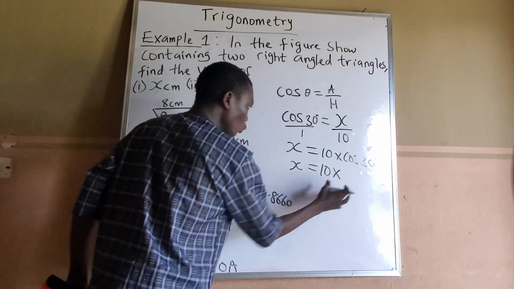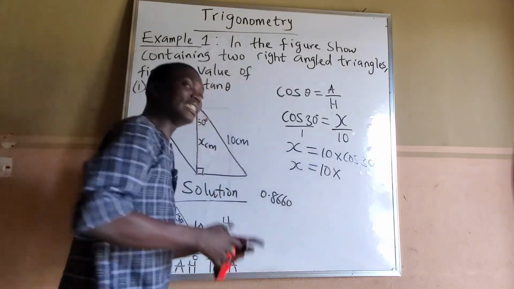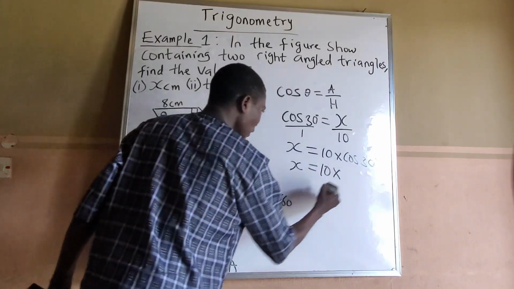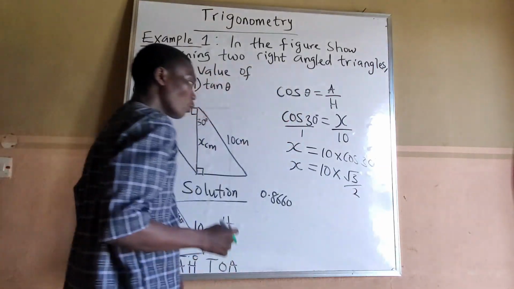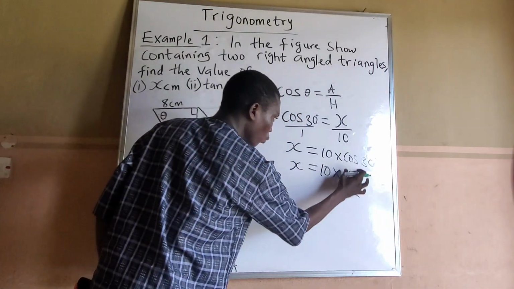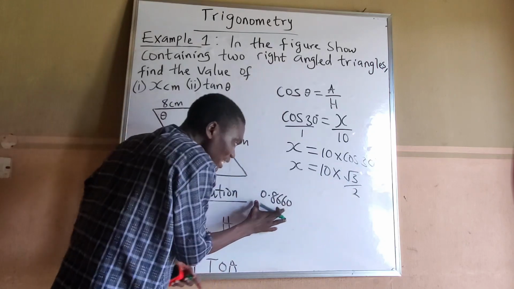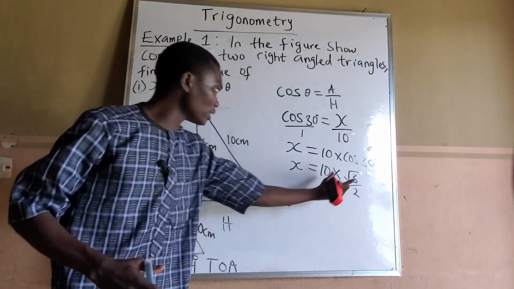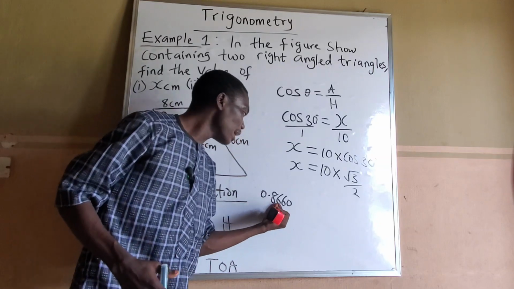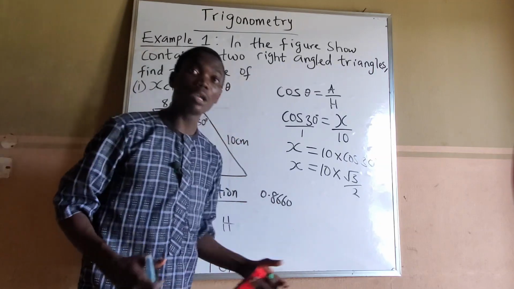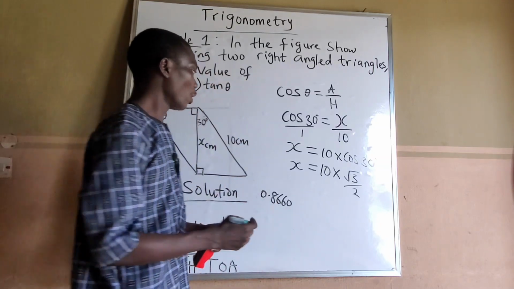So if I should rewrite this cos 30 in short form, it will be what? It will be root 3 over 2. Why? If you punch this in your calculator, root 3 over 2 will still give you this. So it's still the same thing. This root 3 over 2 is still the same thing as 0.8660. If you punch that in your calculator, okay?